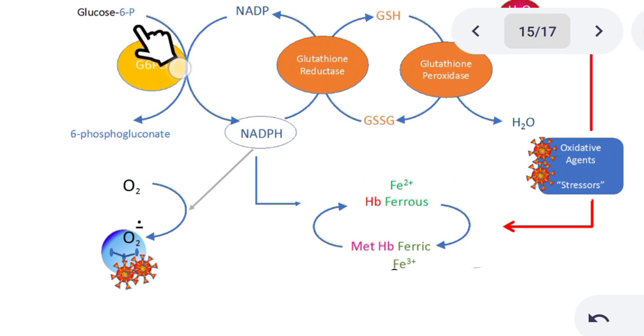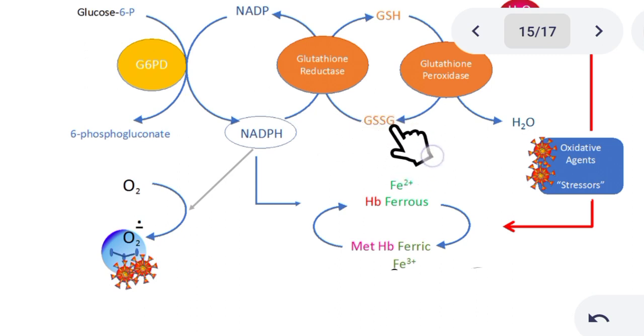All right, just a recap. Glucose 6-phosphate is converted to 6-phosphogluconate via the enzyme G6PD. In this process, NADP is converted to NADPH. What does NADPH do? NADPH is an electron carrier, or in other words, a reducing agent. So what is it going to do? It is going to release its electron and donate it to which molecule? To glutathione.